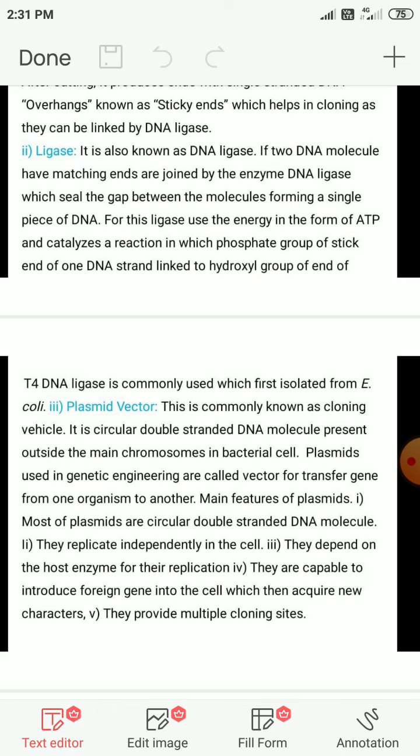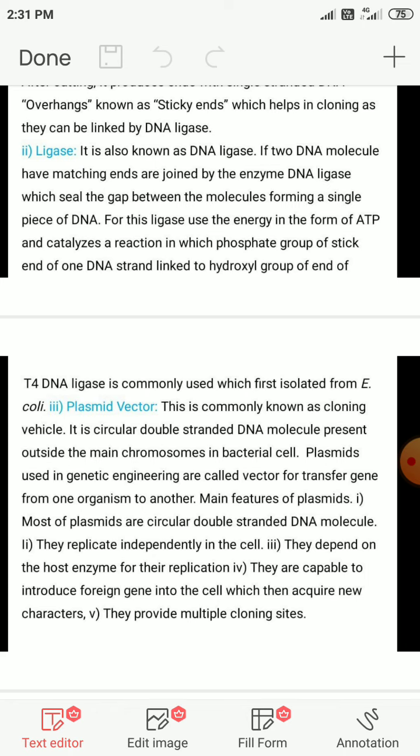Replication means the multiplication of a particular nucleotide sequence, and this multiplication forms the fragments of the desired DNA, and these fragments are the gene library. Third, they depend upon host enzymes for replication. And fourth, they are capable of introducing a foreign gene into the cell, which then acquires new characters.